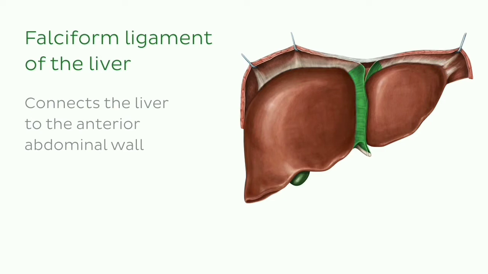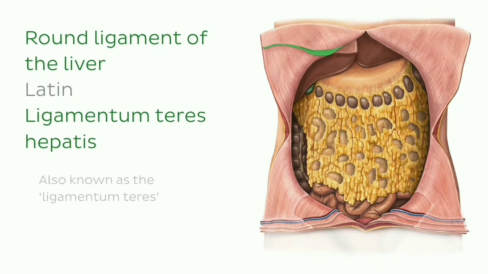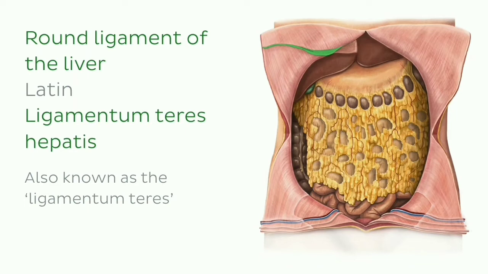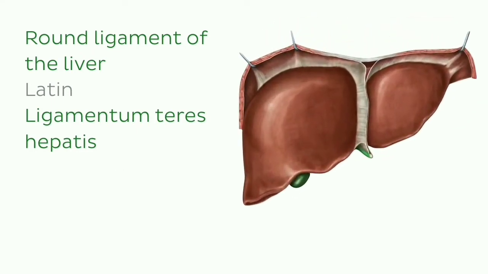To the right of the falciform ligament, we can see another peritoneal ligament, which is the round ligament of the liver. And this is also commonly known as the ligamentum teres. The round ligament of the liver is a cord-like ligament that is actually the remnant of the fetal left umbilical vein, which normally deteriorates soon after birth. So if we take a look at the liver on its own, we can see the falciform ligament here, and at its base or free edge, we can see the round ligament.